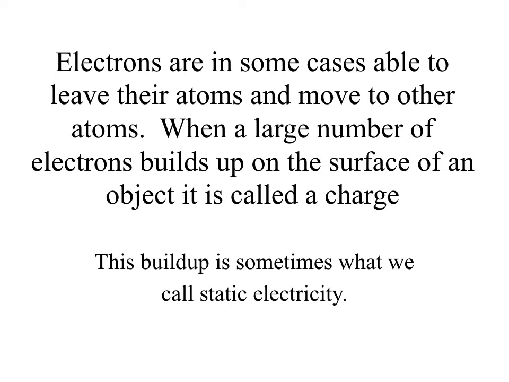When a large number of electrons build up on the surface of an object, it's called a charge. So the buildup of the electrons is called a charge. The object would then be called a charged object. And this is what we call static electricity. Static from Latin means not moving. So we have static electricity, meaning we have a buildup of electrons, but they're not at this point moving anywhere.